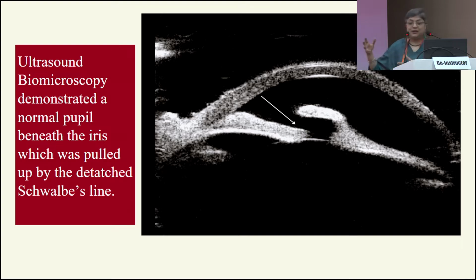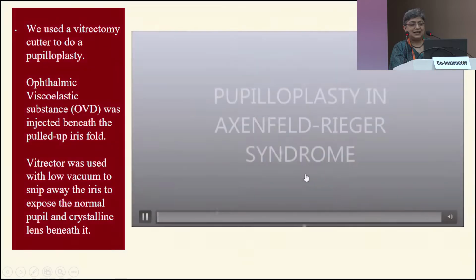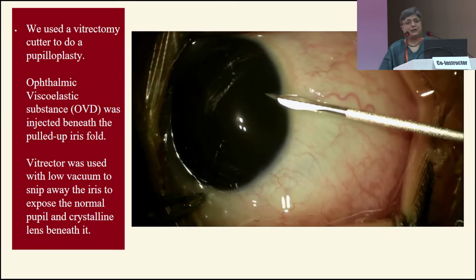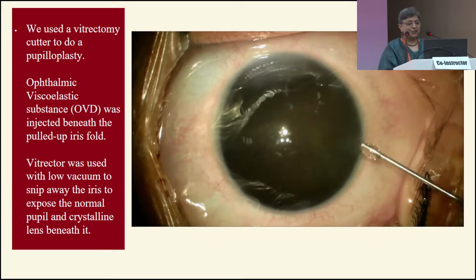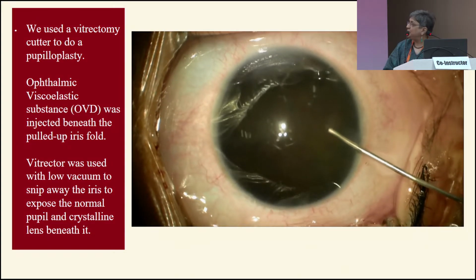So the UBM really told us that, look, all we need to do is probably cut off this redundant iris which has come on top of this. So we used a vitrectomy cutter, and we did a pupilloplasty sort of thing. So we really were fishing through waters which were largely unknown, but we probably had a bit of an inkling.